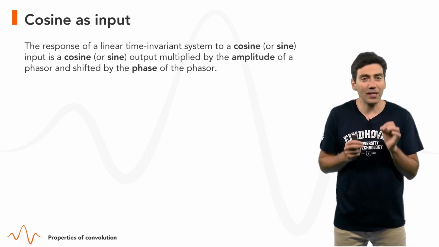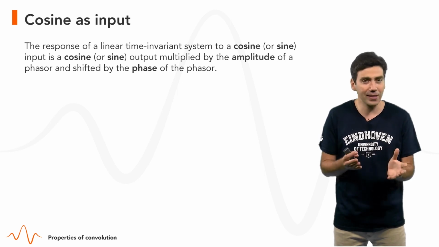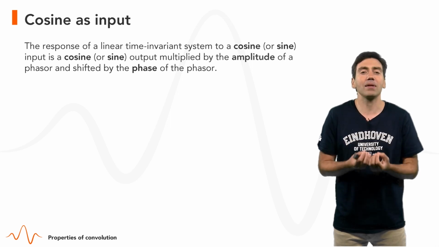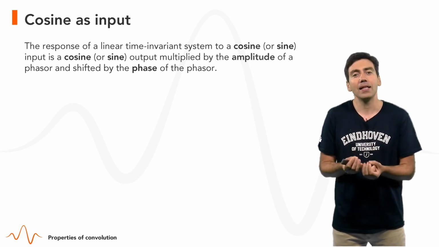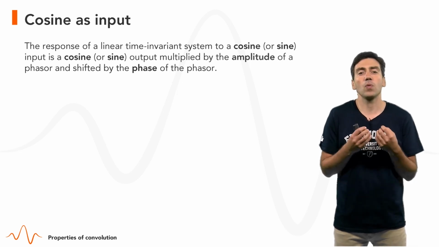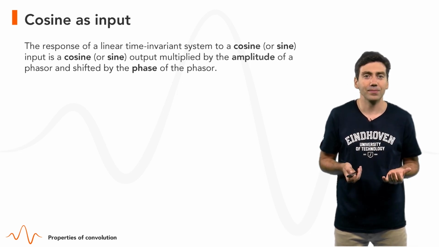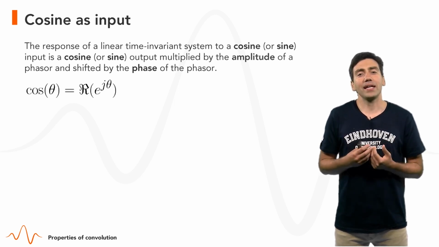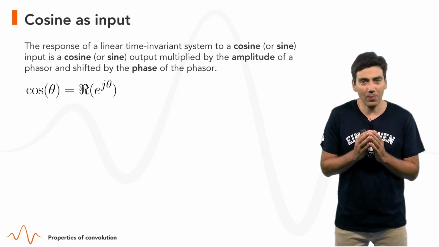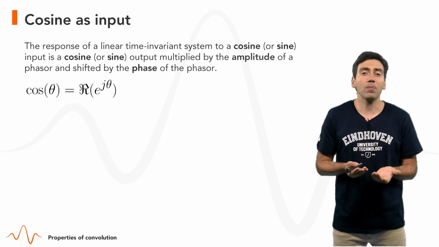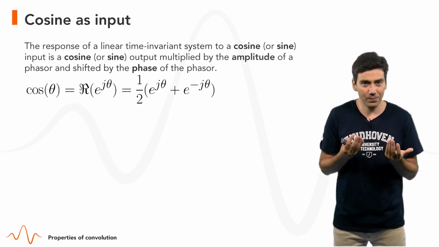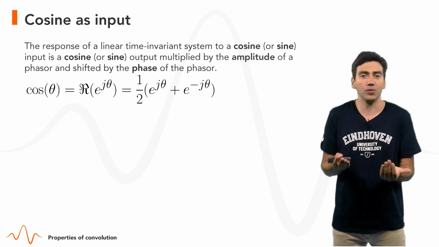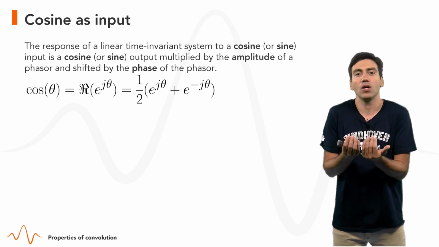The response of a linear time invariant system to a cosine or sine input is a cosine or sine output, multiplied by a constant with a phase shift. Let us now see why. We know that we can write a cosine as the real part of a complex exponential. And the real part can also be written as the complex exponential plus its complex conjugate over 2, so as a weighted sum of complex exponentials.